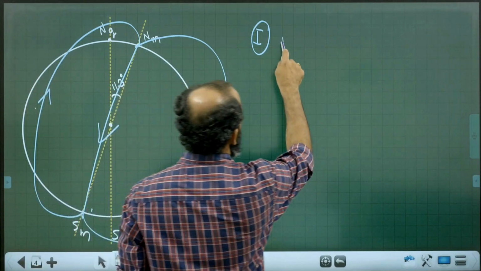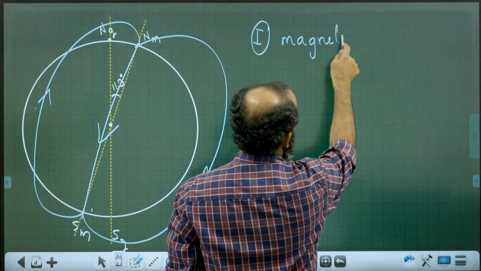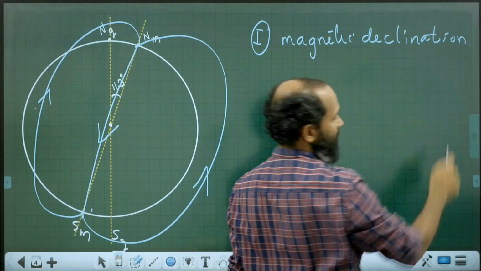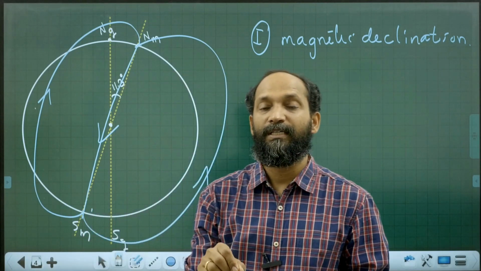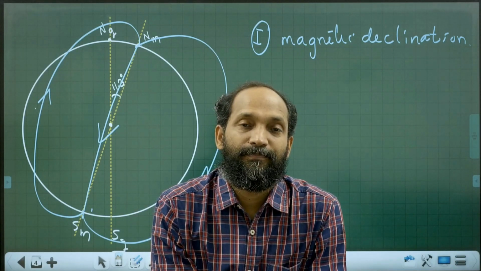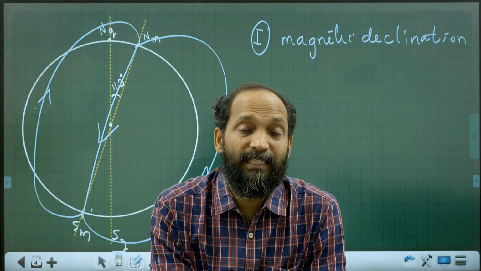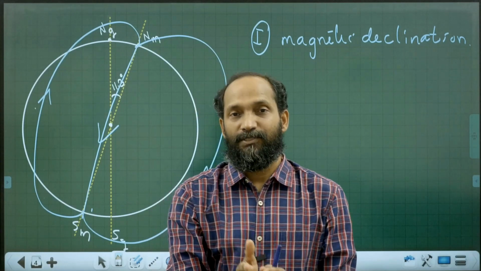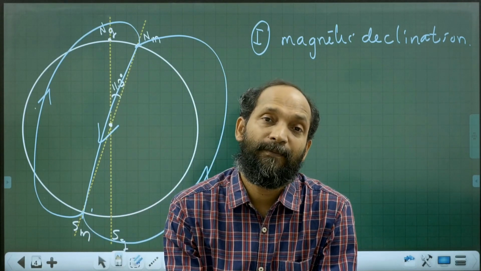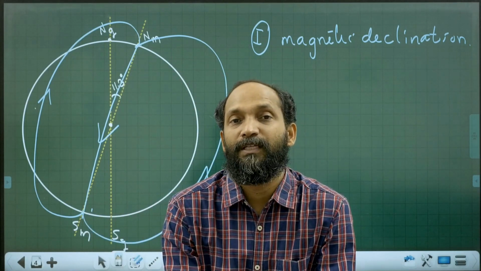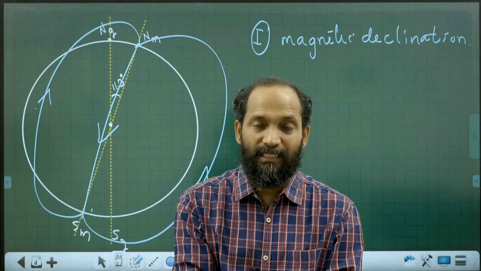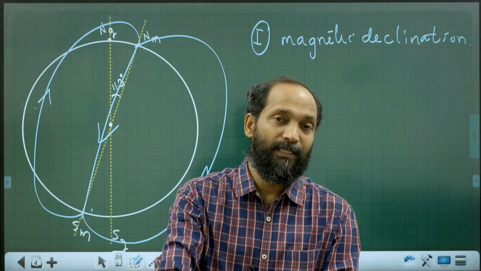The first one is called magnetic declination. What do you mean by magnetic declination? Magnetic declination at a place on the surface of Earth is the horizontal angle between the geographic meridian and the magnetic meridian at the given place. So what is magnetic declination? Magnetic declination is the horizontal angle defined at a place on the surface of Earth, made between the magnetic meridian and the geographic meridian at the same place.